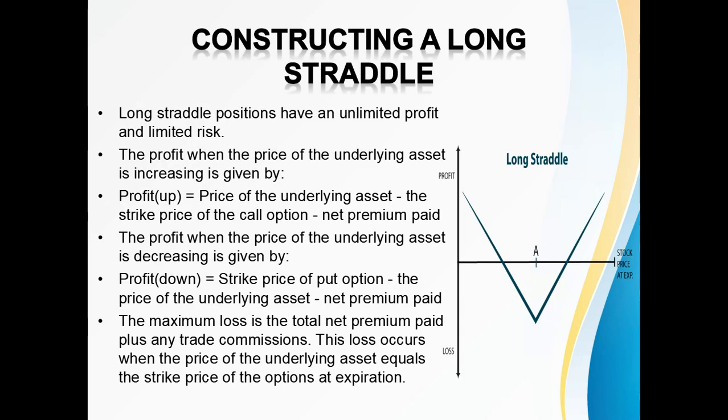Now, long straddle positions have an unlimited profit and limited risk. The profit when the price of the underlying asset is increasing is given by: profit is equal to price of the underlying asset minus the strike price of the call option minus the net premium paid. The profit when the price of the underlying asset is decreasing is given by: profit is equal to strike price of the put option minus the price of the underlying asset minus the net premium paid. So the maximum loss is the total net premium paid plus any trade commissions. This loss occurs when the price of the underlying asset equals the strike price of the options at expiration.